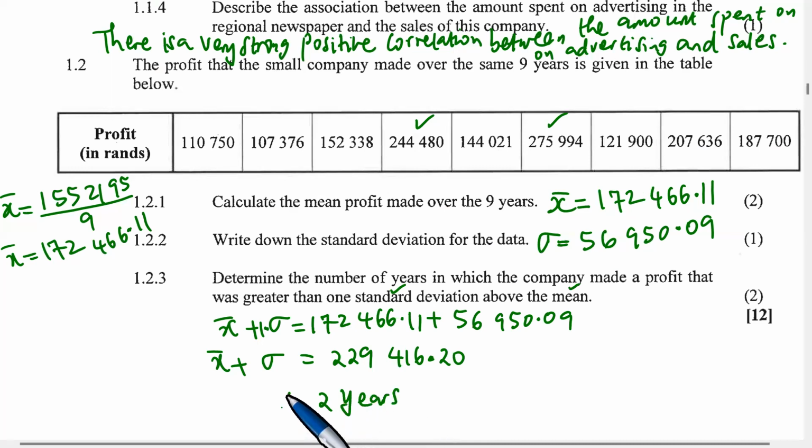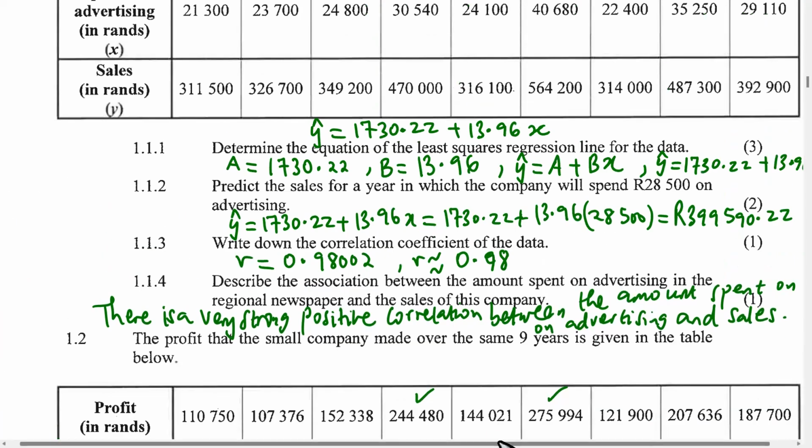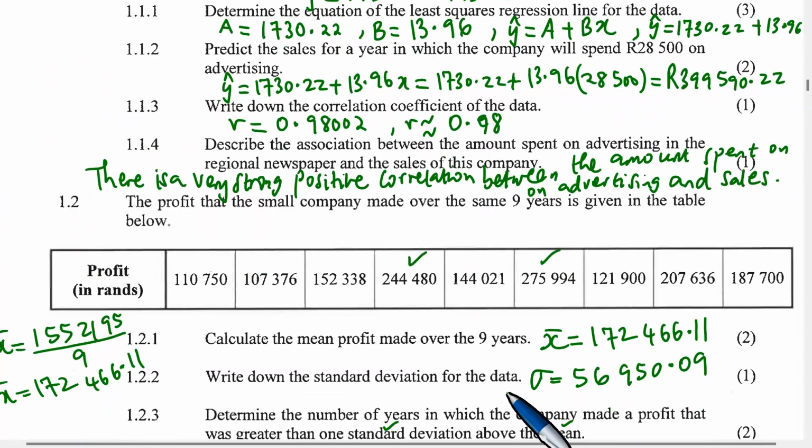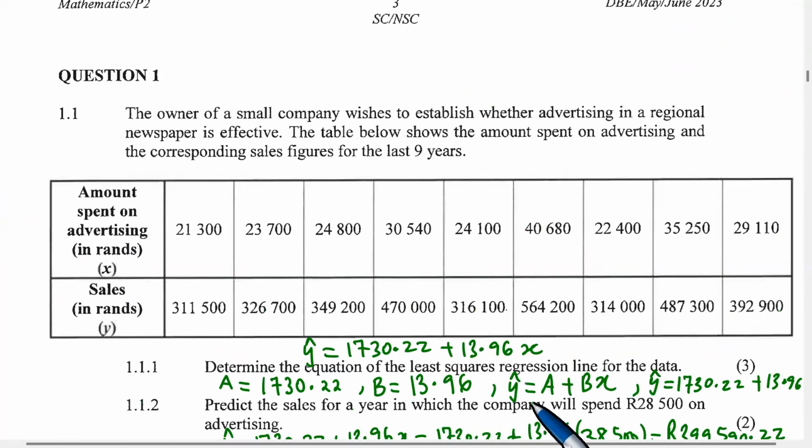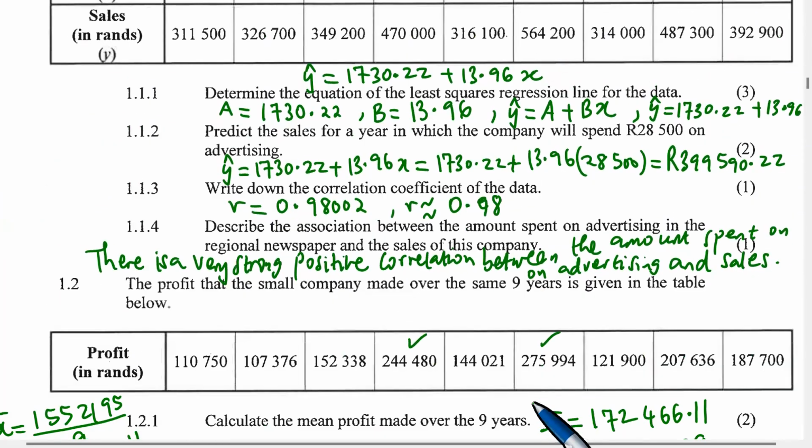It is only 2 years because it's only this one and that one that are bigger than 229,416.20. So these are the only two that are bigger. So it's 2 years that the company made a profit that was greater than one standard deviation above the mean. Okay. And therefore, it means that you got 12 marks in the exam. So with this kind of writing, it actually tells us that we got the 12 marks for question 1, and then we are moving towards question 2.